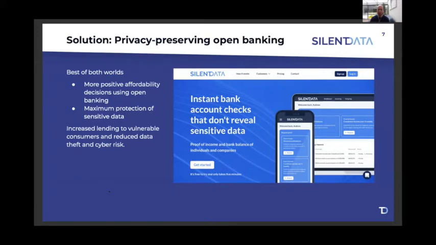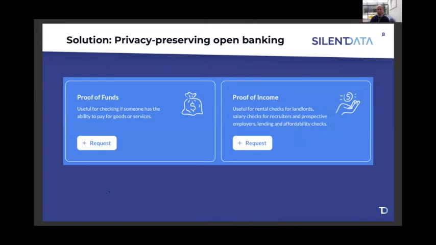And we believe that for vulnerable consumers, this will help protect their data from theft and so on, and potentially increase the lending to those types of consumers who might then be more willing to have checks performed on them. The platform at the moment, we've just launched, offers two types of checks. The first is a proof of funds, proving that the balance in the account is above a certain level, and proof of income, proving that there's a 3 month track record of income above a certain level.